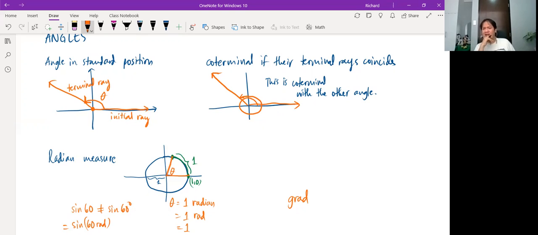Tama ba? But 100 grads per right angle. Okay, actually, I don't know the context. And in fact, even people who are familiar with radians and degrees, if it's not explained to them, they also don't understand why not just use radians for everything, or why not just use degrees for everything.